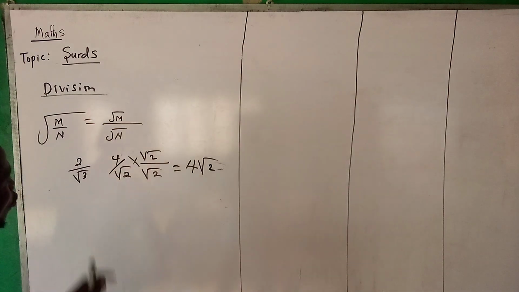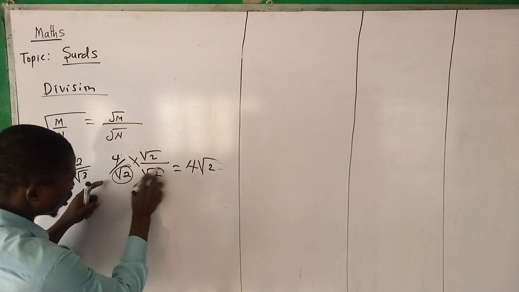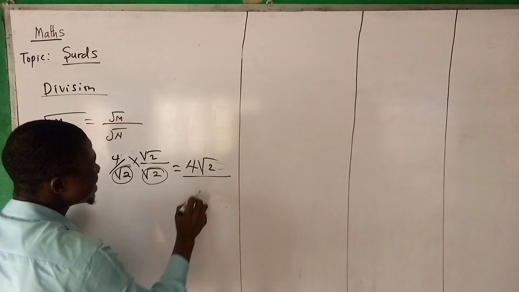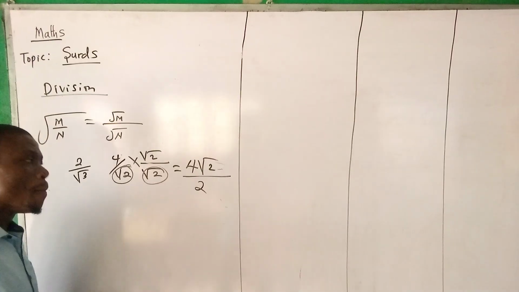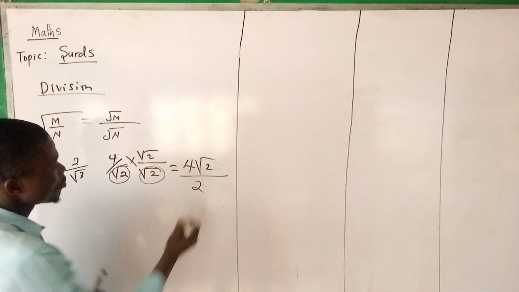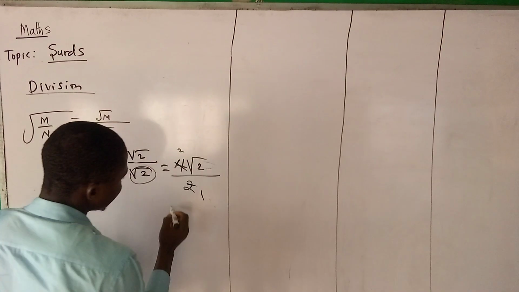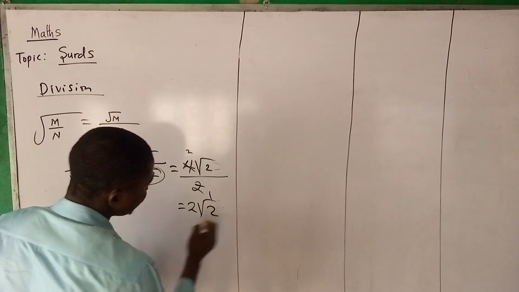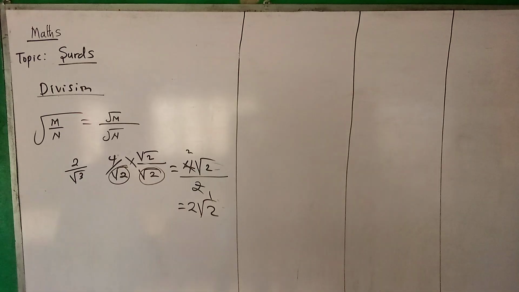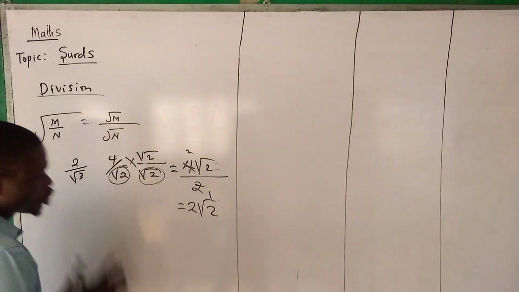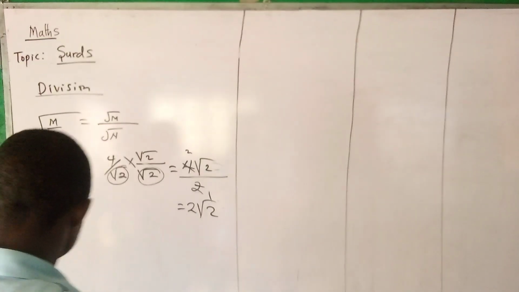I have told you that when surds that are the same multiply each other, what will you get? You get a number, which is 2, before you can then divide. Then 2 over 2, you get what? 2 surd 2. That is division, when the denominator is just one single surd.